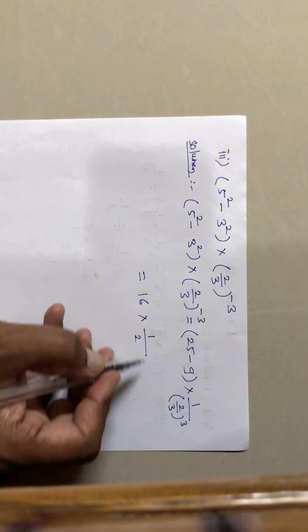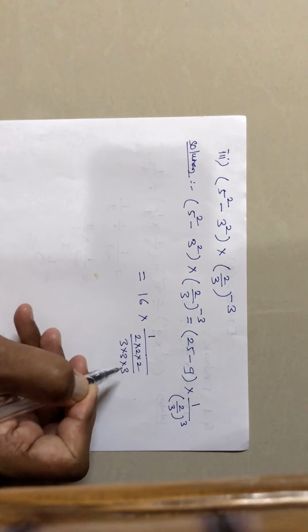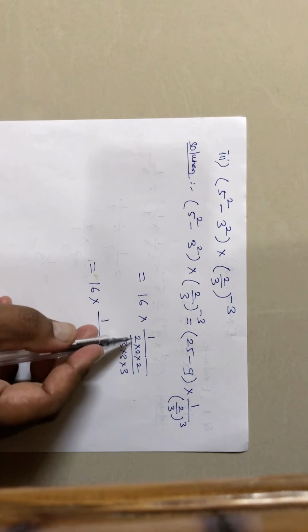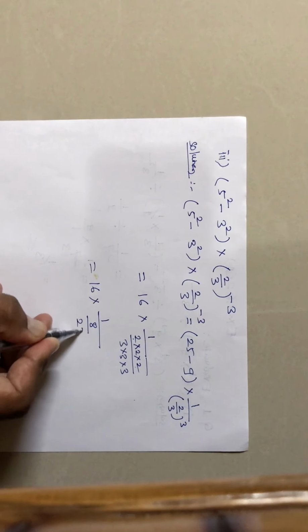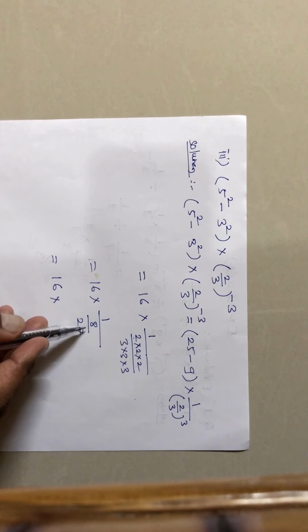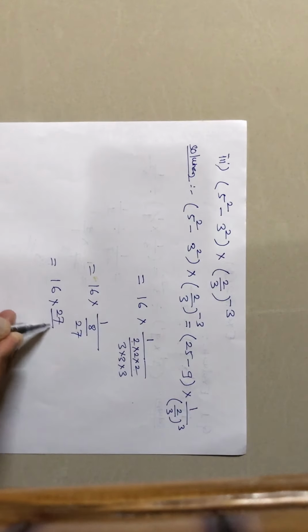the denominator: 2 multiplied by 2 multiplied by 2 divided by 3 multiplied by 3 multiplied by 3. So 16 multiplied by 1 upon 2 twos are 4, 4 twos are 8, 3 threes are 9, 9 threes are 27, which is equal to 16 multiplied by, so the reciprocal of 1 upon 27 is 27 upon 8. 8 ones are 8, 2 eights are 16, 2 multiplied with 27, so 27 twos are 54, which is the required answer.